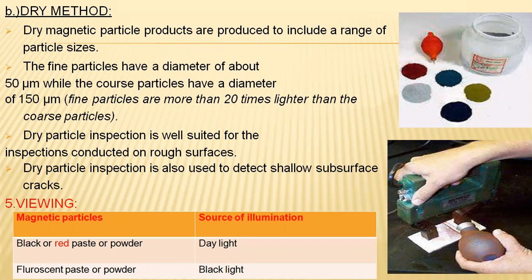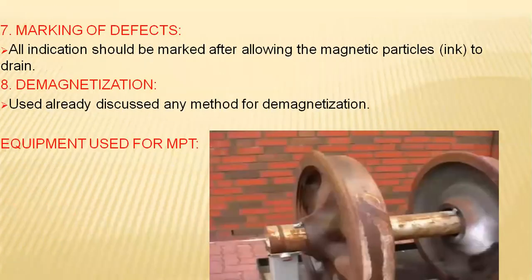Next one, in the black light, the fluorescent paste or powder will be applied, and it initiates different color pigment orientations upon reactivity. That depends upon the type of material we are utilizing for testing. So some will appear in a green color, some in a yellow color, and some may be in a dark red color. That's in the case of this dry method.